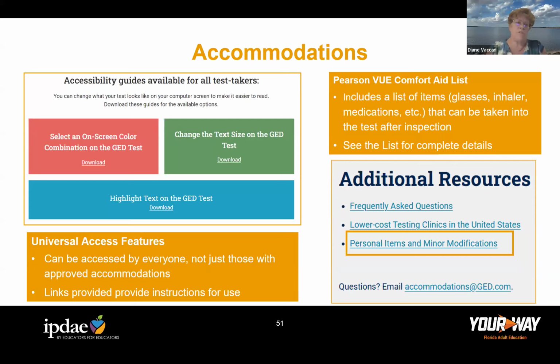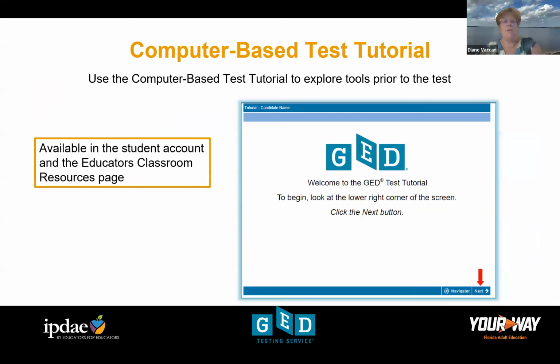There are also universal access features that can be accessed: an on-screen color combination, changing the text size, and also the highlighter tool. You find those by using the computer-based test tutorial. And hopefully you've used this before with your students. We really hope that you will have them go through the computer-based test tutorial so they're prepared for how to use this application when they're taking their test.